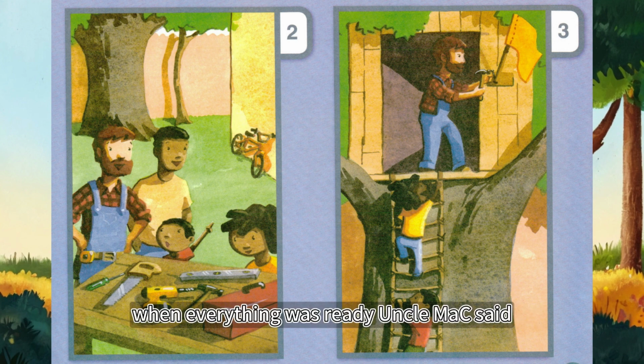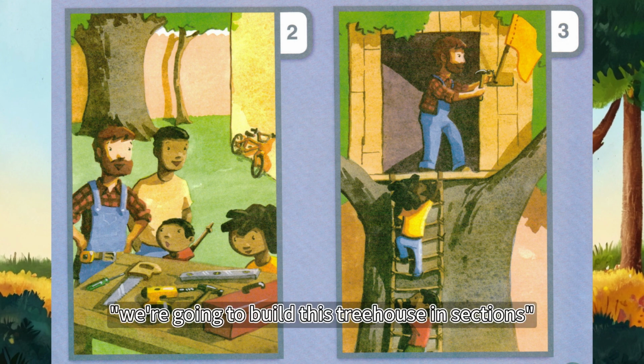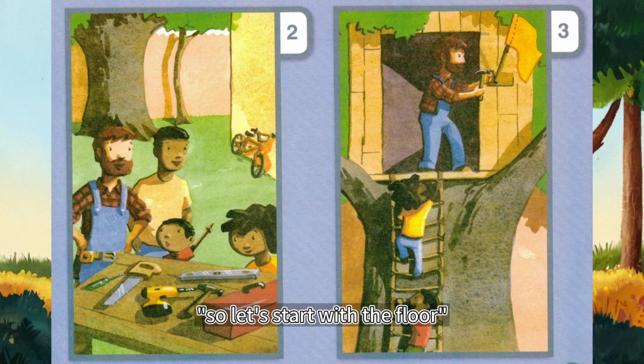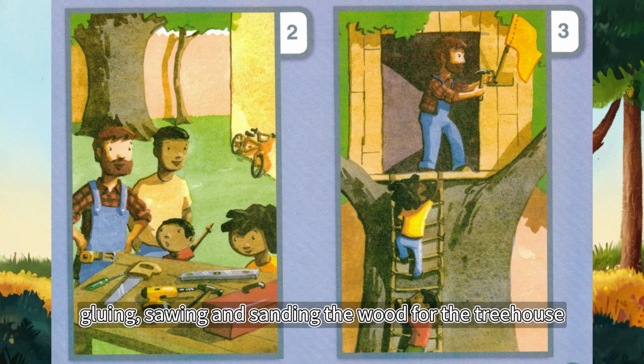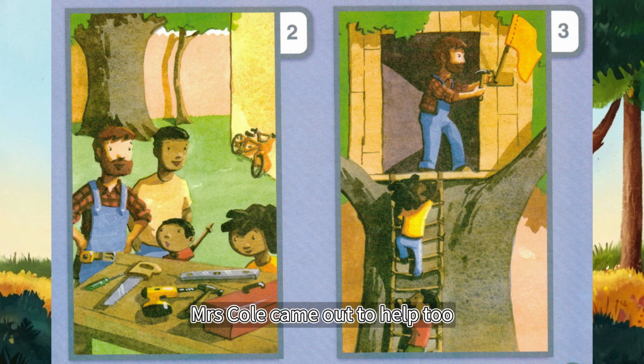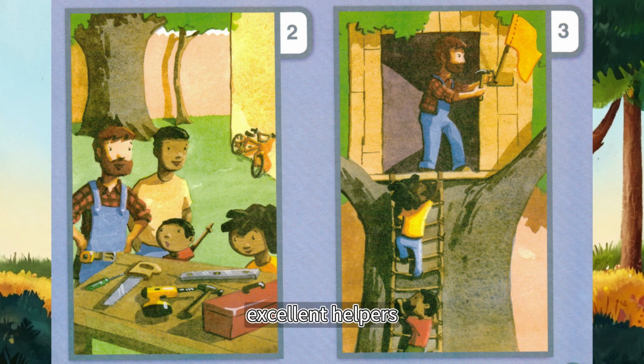When everything was ready, Uncle Mac said, "Okay, here goes. We're going to build this treehouse in sections, so let's start with the floor." Mr. Cole and Uncle Mac spent most of the day hammering, gluing, sawing, and sanding the wood for the treehouse. Mrs. Cole came out to help too. The three grown-ups said that Jordan and Tiana were excellent helpers.